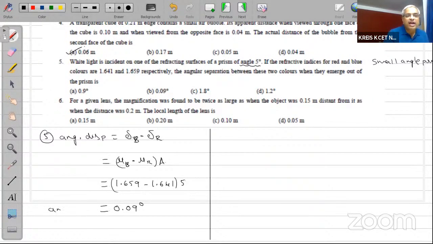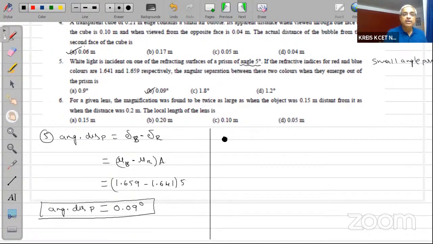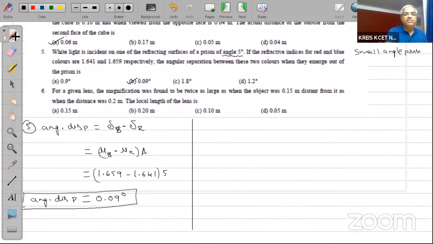This is called angular dispersion. Angular dispersion 0.09 degree. So the answer to this is B. Fifth one again, B is the answer. Okay. Let us solve question number 6.